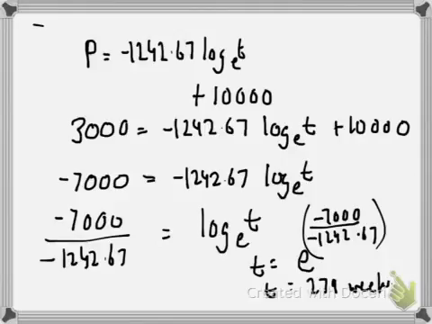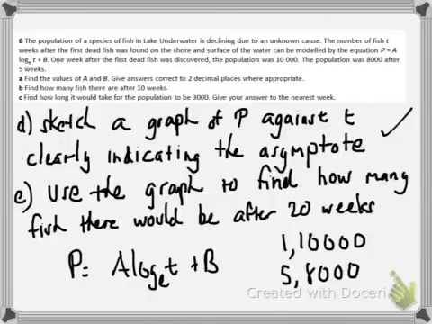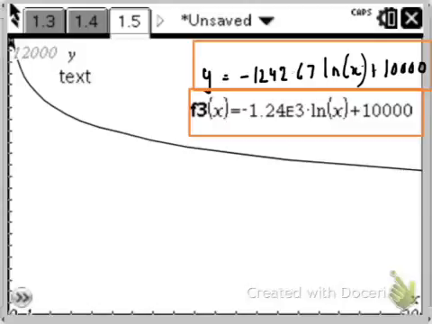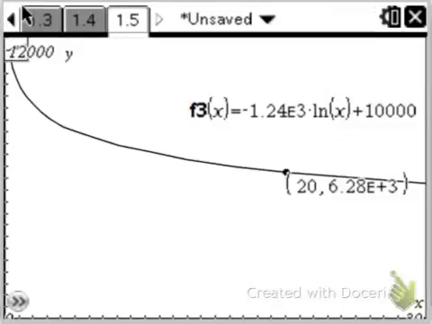Now the last question says, use the graph to find out how many fish there would be after 20 weeks. So same sort of thing again. There's my graph. I've set up the axes, which is really important with these graphs, to go between 0 and 30. And I know my highest number is going to be upwards of 10,000. Remember, after 1 week it was 10,000, so I've gone up to 12,000 on my y-axis, but the shape of the graph is important. And I've used the trace function to find out the answer.